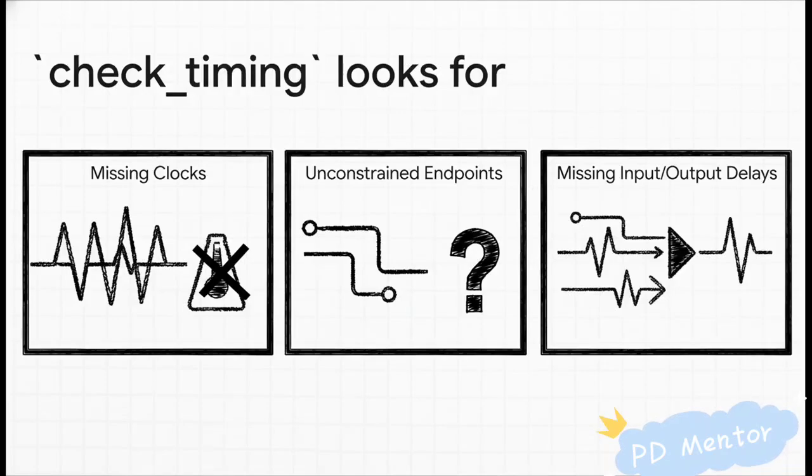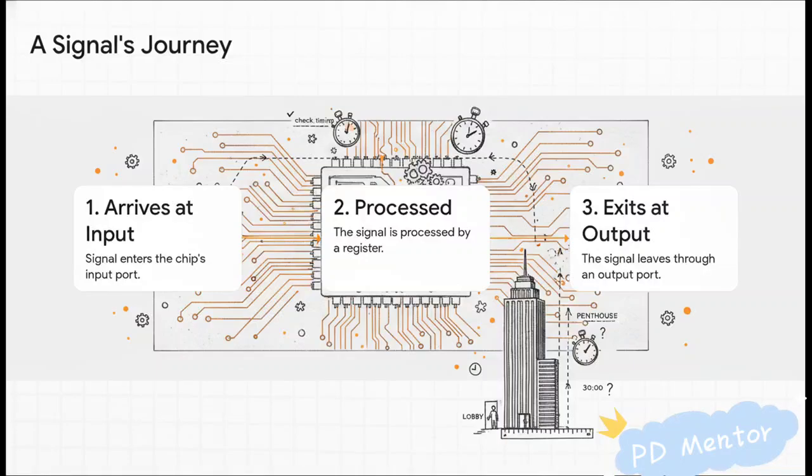Are the elevator schedules all defined? Do we know exactly how long deliveries are supposed to take? A signal's journey inside a chip is a high-stakes timed event. So, check timing makes sure that the time limits for this journey are all clearly defined. The designers have to spell out exactly how long a signal is allowed to take to get from an input, go through a processing unit, and get to an output. Without those rules, you just have chaos.